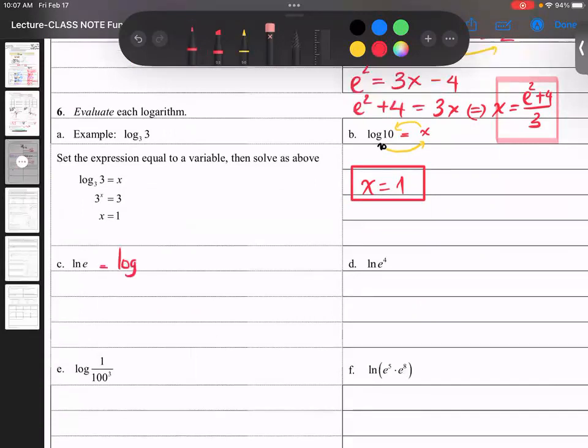Log, I'm going to rewrite this. ln is the same thing as log base e, and then bring down the argument e there. e to the what power equals e? That's how you ask yourself: e to the what power equals e? e to the first, right? Either you can put 1 there or you can put x here, and then later you say x must be 1.